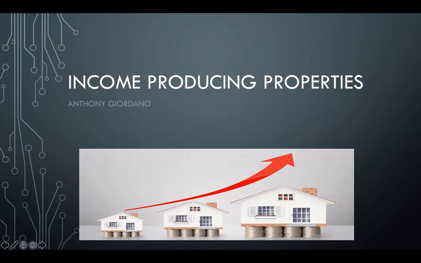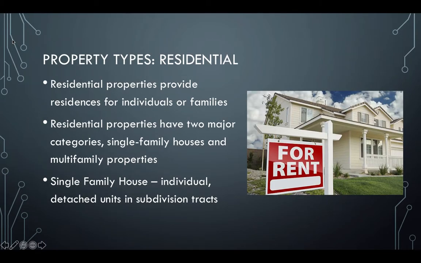So for my presentation, I'm going to be talking about income producing properties. There's two property types, residential and non-residential. Residential properties provide residences for individuals or families. Residential properties have two major categories, single family houses and multifamily properties.